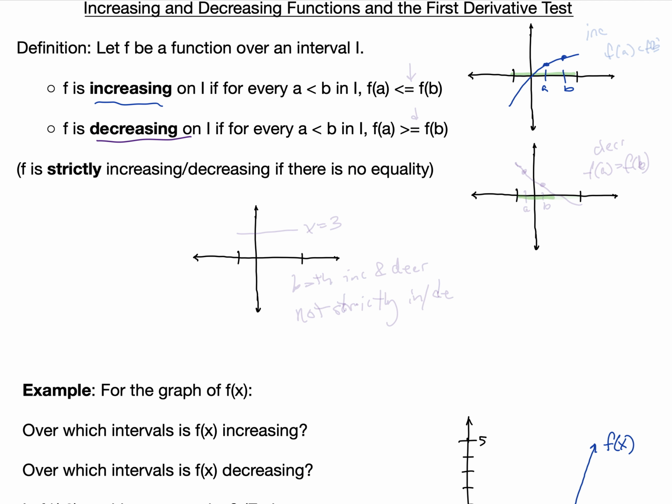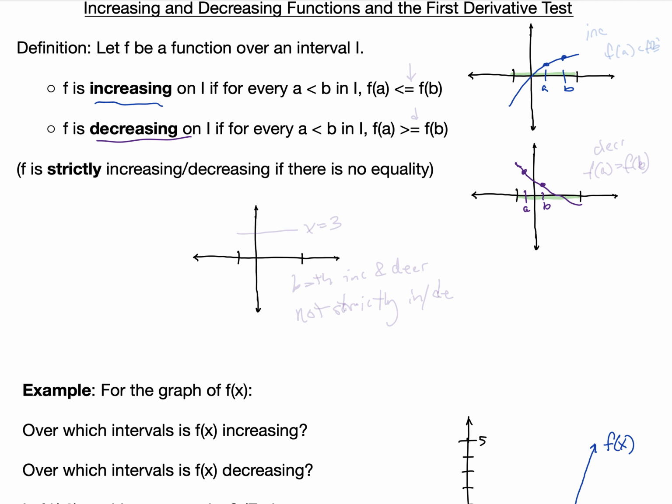Again, here's our interval I, and we would say that our function is decreasing, looks like it's going down, if for every set of points in that interval, any points a and b that we select, where a is less than b, the output f of a is greater than or equal to the output f of b.